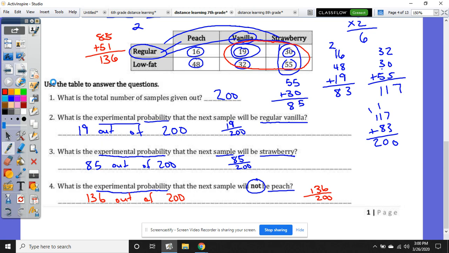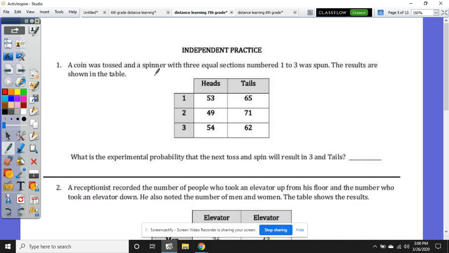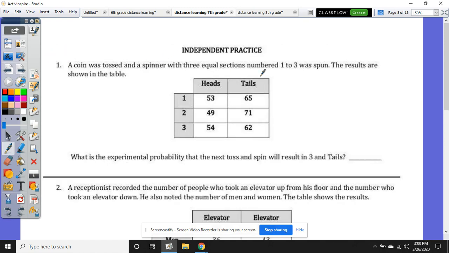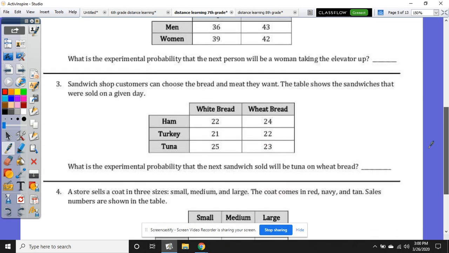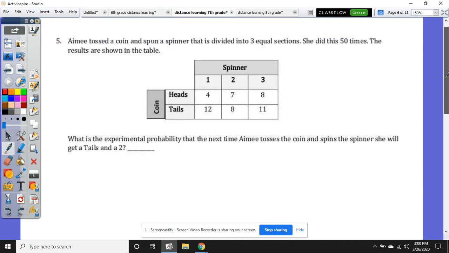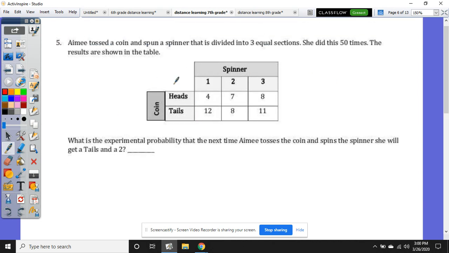Okay, so what you're going to be working on is the next 5 questions on the next 2 pages. On the first page, you have 1, 2, 3, and 4. And then on the second page, you have 5. You're going to answer those questions.